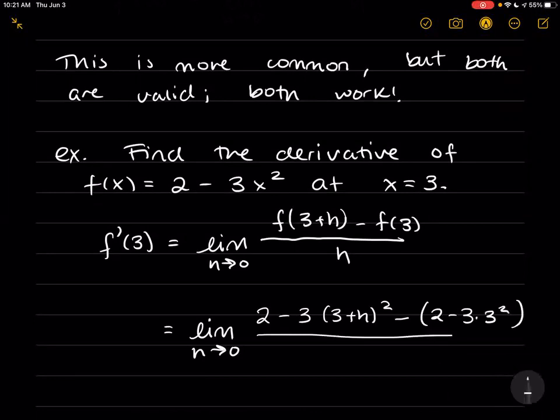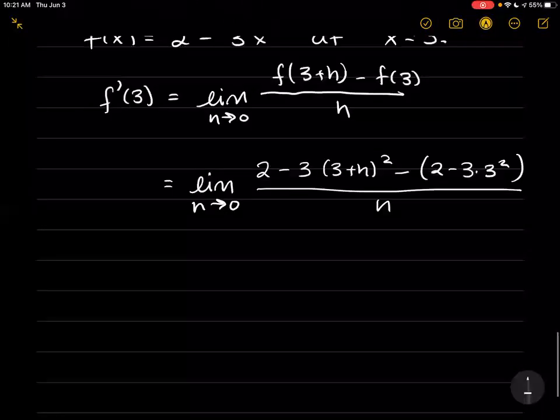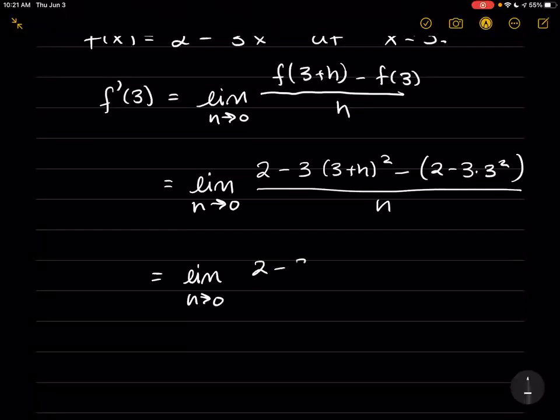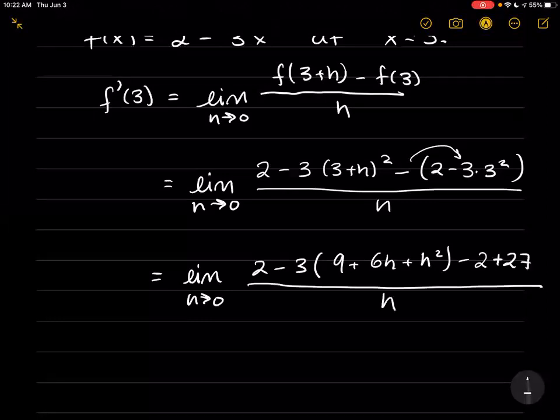That's going to be still all over h. And then see if we can simplify this a little bit. We get 2 minus 3 times, and if we do 3 plus h squared, you can FOIL that out, and I think you get 9 plus 6h plus h squared minus 2, and then don't forget to distribute that negative sign in there. That's going to be minus 3 times 3 is 9 times 3 is 27. So that's going to be plus 27 over h.